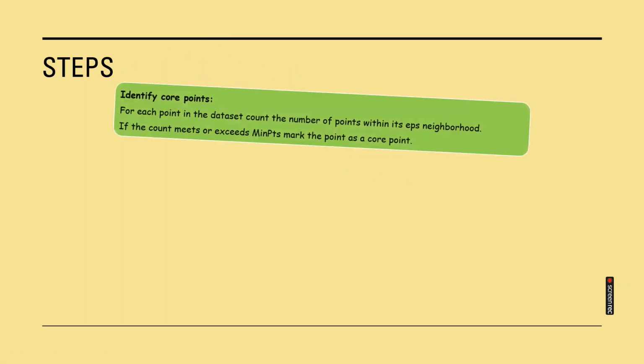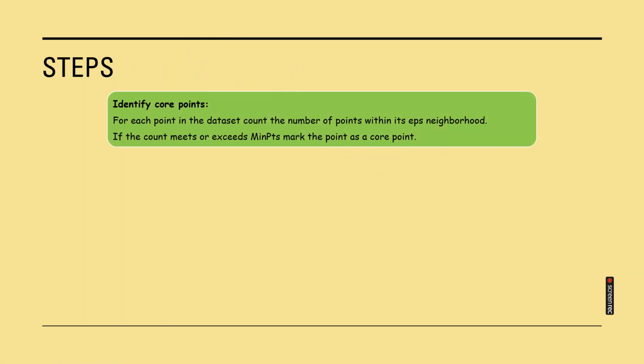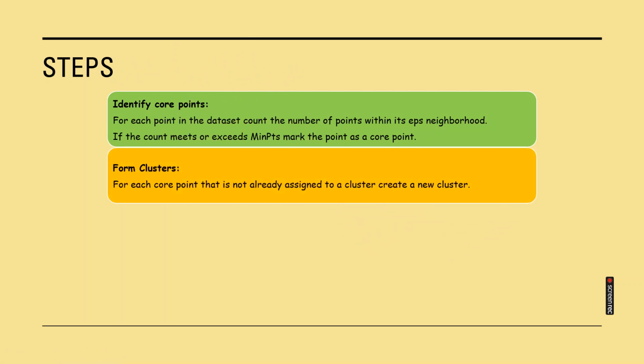Steps for the algorithm. Initially, we will identify core points. If the neighbor count meets or exceeds the minimum points, then that point should be marked as a core point. Then we will form the cluster. For whichever core point is identified, a cluster will be created. Once the cluster is created, the neighboring points of the core point will be added to the cluster.